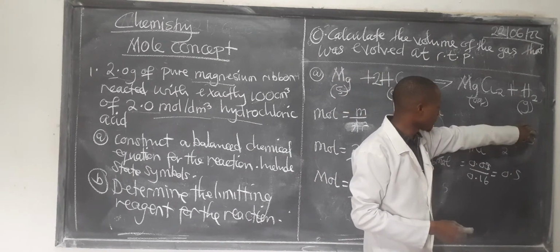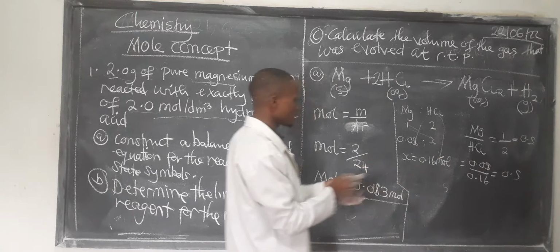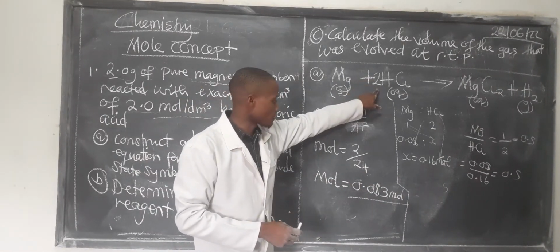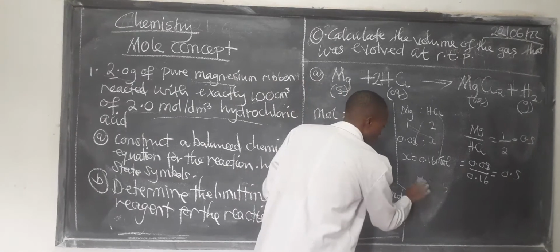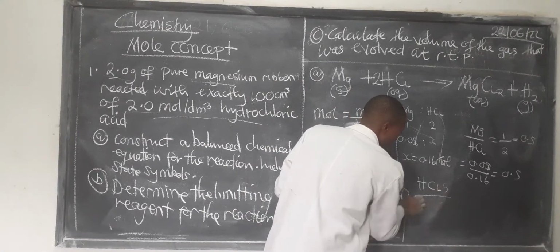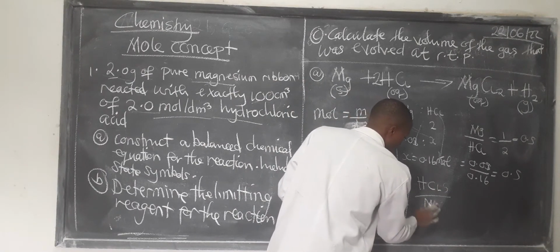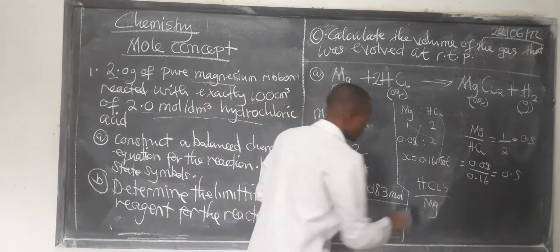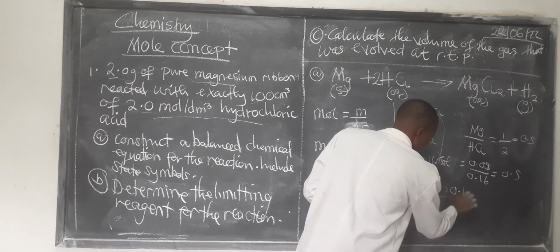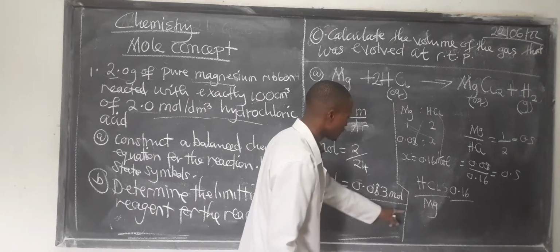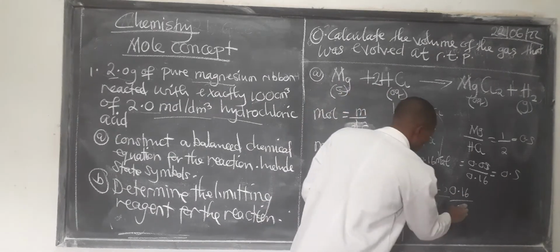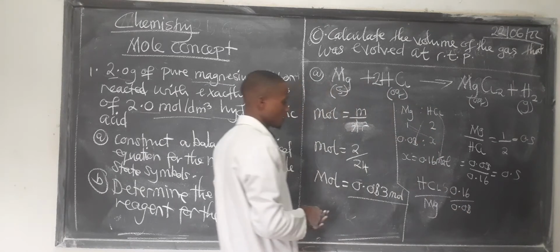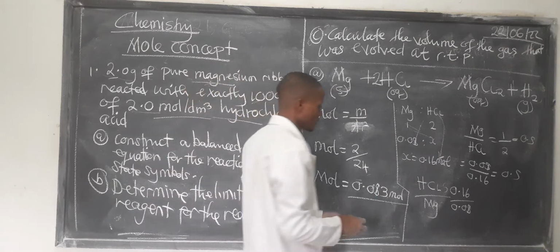You see that? Now for us to know which one will be the limiting reagent, we need to compare, now starting with the hydrochloric acid, which will be hydrochloric acid over magnesium. So what is the number of moles for hydrochloric acid? It is 0.16 over the number of moles for magnesium, which is 0.08. Divide that, what do you have? 2. You have a 2.